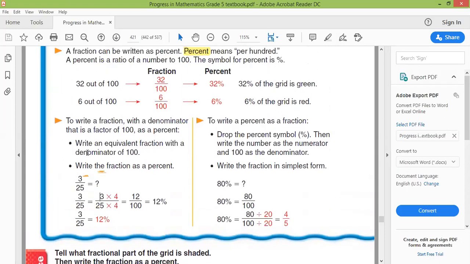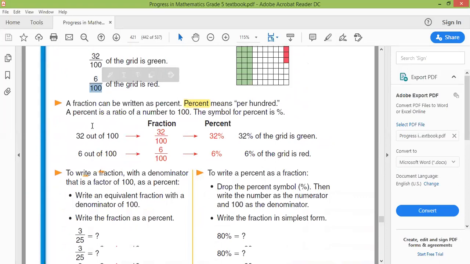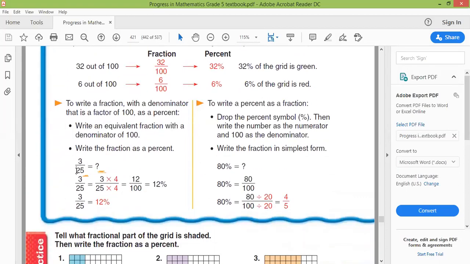Listen. If you remember, I told you for percentage, the denominator should be what? 100. And here, the denominator is what? 25. So 25, how can you change into 100? Times what? 4. 25 times what makes 100?